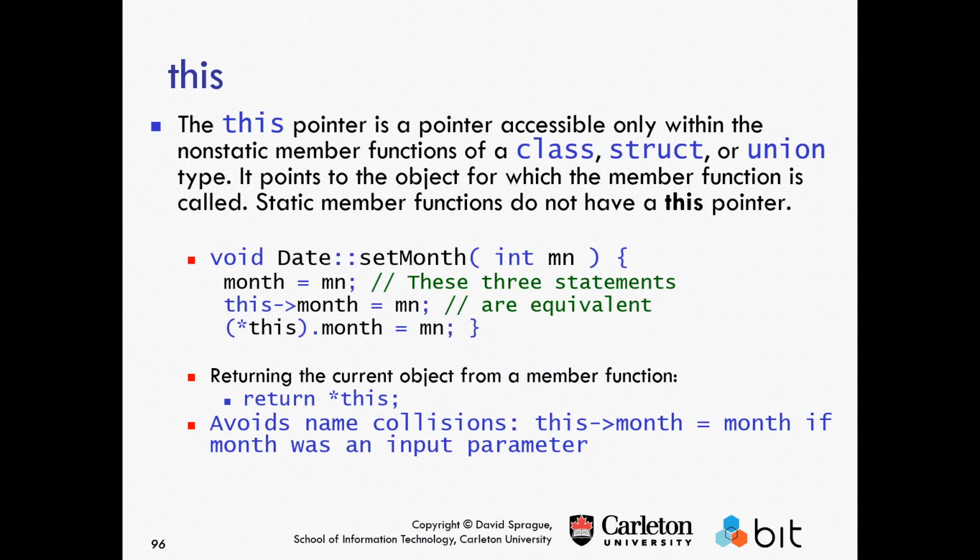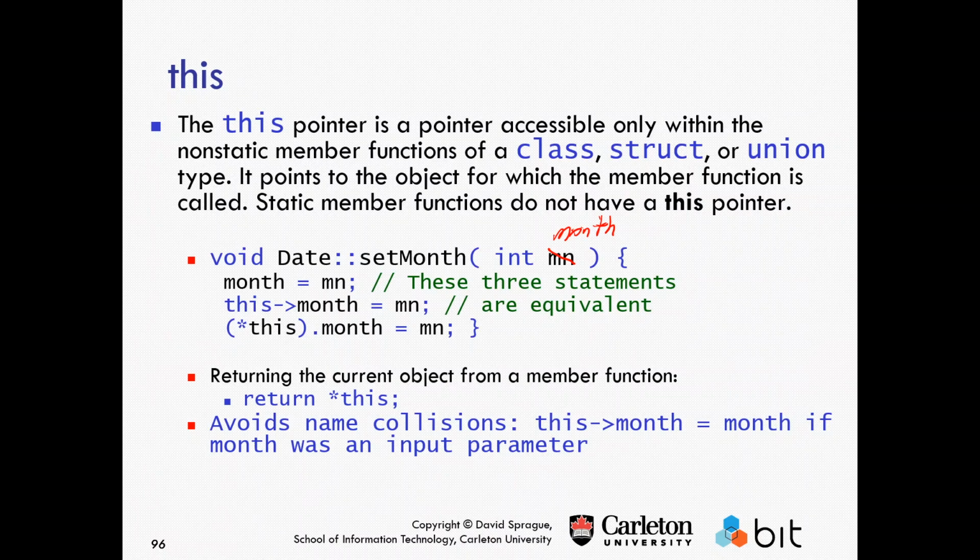So here's the reason for this. If the name of the variable was month instead of mn, what would happen? I'd have month is equal to month. Wait, I'm going to erase this, by the way, in a second. If I had this be equal to month and I have a member variable named month, which month are we talking about? That's where the this pointer comes in handy.